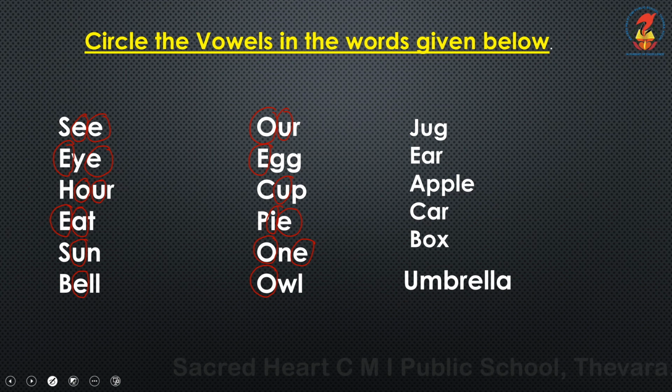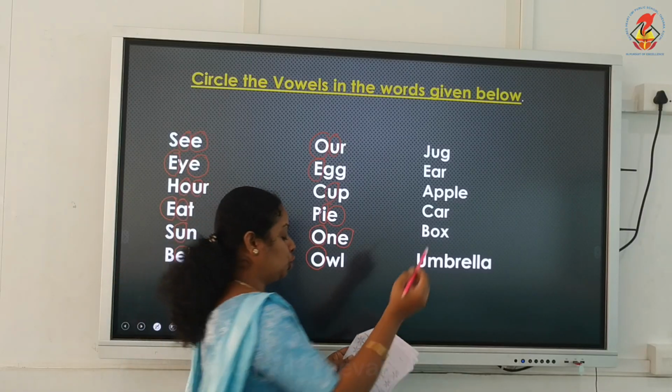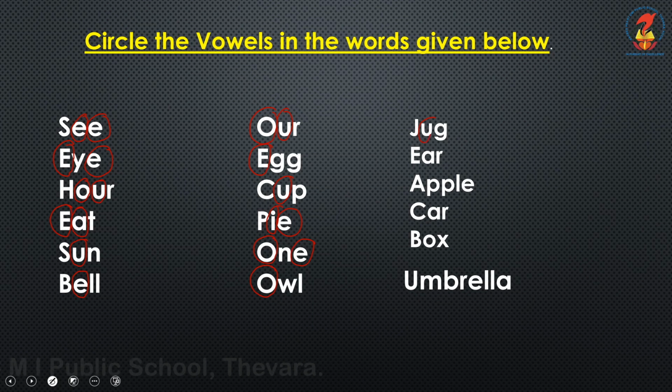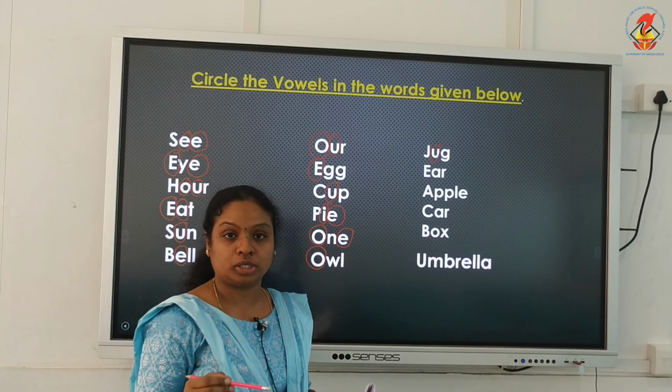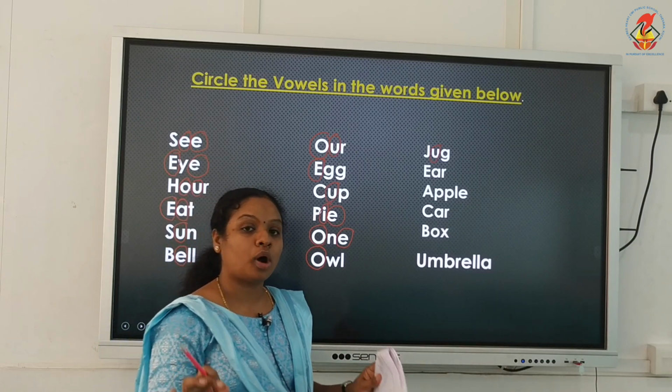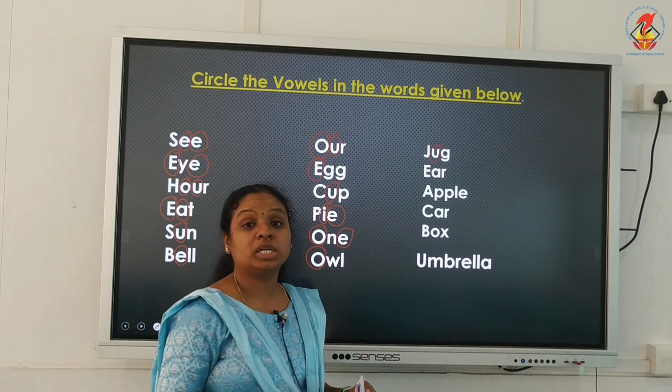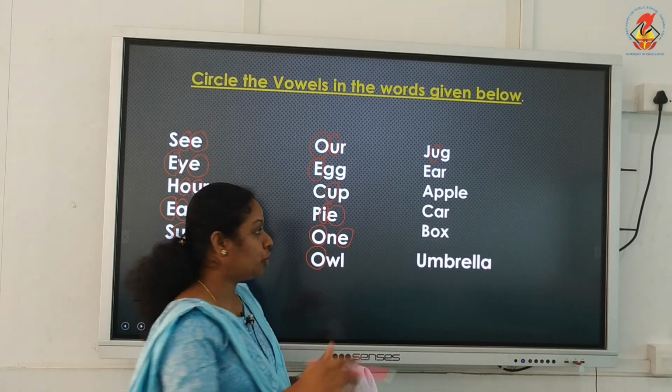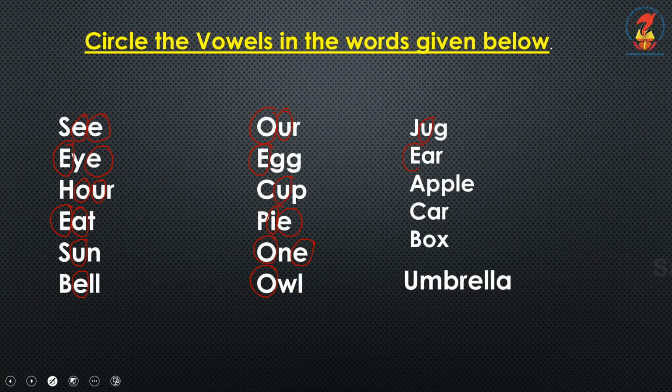And the next one is jug, J-U-G, jug. So can you see which is the vowel? It is U. Okay, good children. And the next one is ear, E-A-R, ear. And do it alone, children. You just circle only the vowels given in the word ear. Okay, it's E and A.